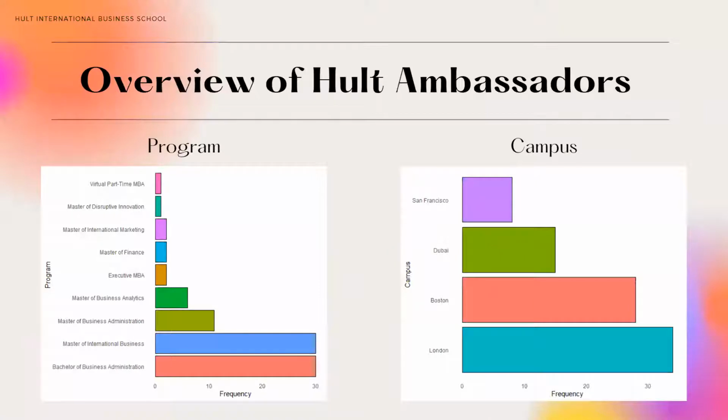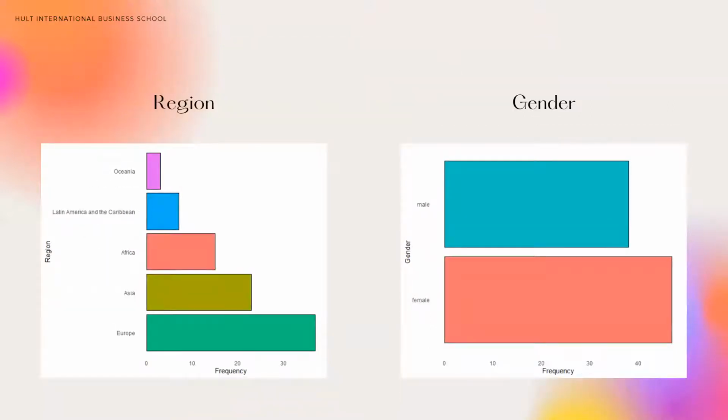Now let's look at the overview of Hold ambassadors' geographic and demographic distribution. As you can see in the program column, the variance of ambassador amount is huge. For example, Master of International Business program has 30 ambassadors, but Master of Disruptive Innovation has only 1. It could be depending on the program population or popularity, but still it should be more balanced here. Next, if you look at the campus bar plot, it's still unbalanced and there is no ambassador from Shanghai campus. Next, in the region bar plot, still is not balanced. It could be improved in the future, but gender bar plot doesn't show any bias.